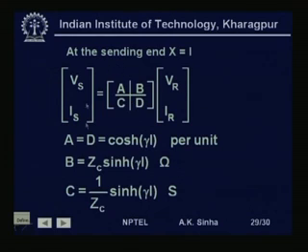for a long transmission line. The only thing here is we have to use hyperbolic trigonometric functions, that is, the ABCD parameters are in terms of hyperbolic trigonometric functions, not just y and z as we had for lumped parameter models.